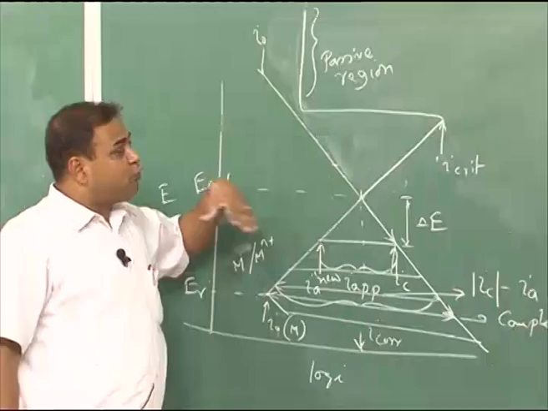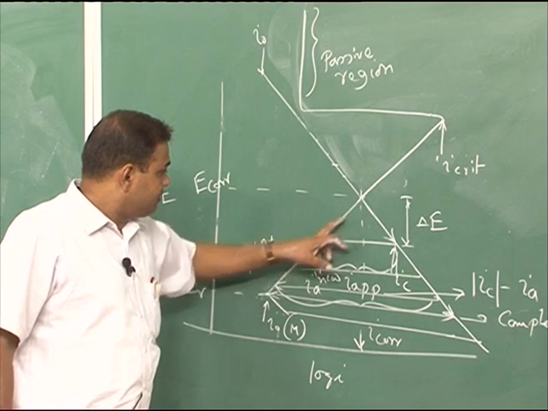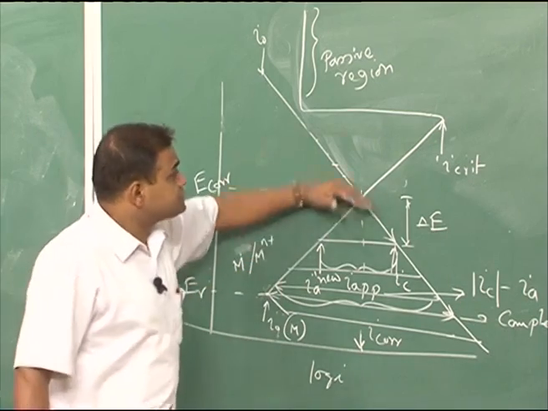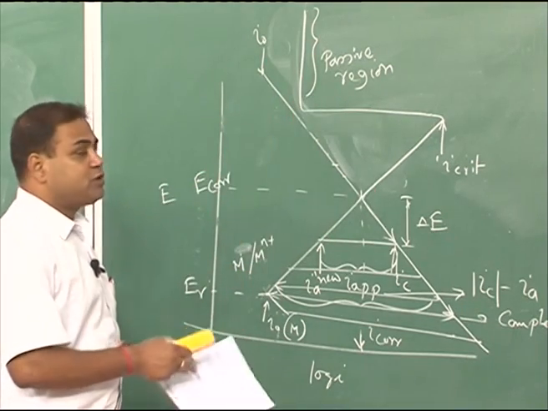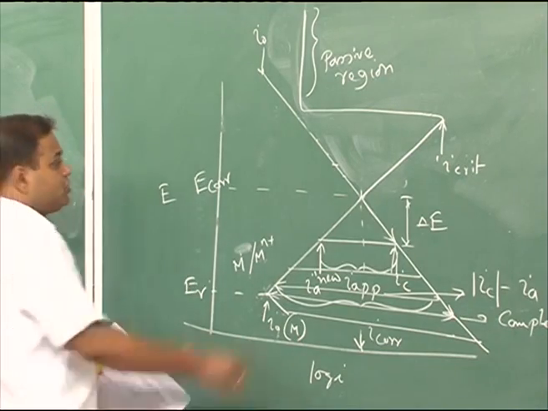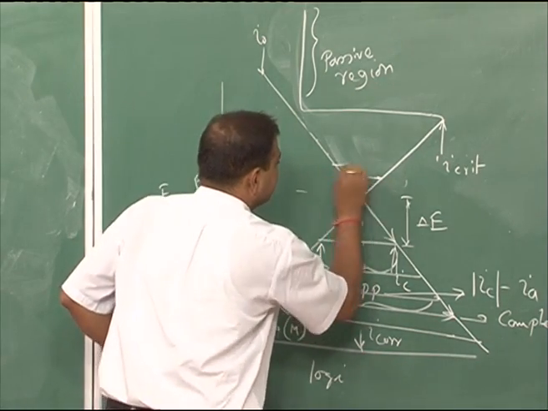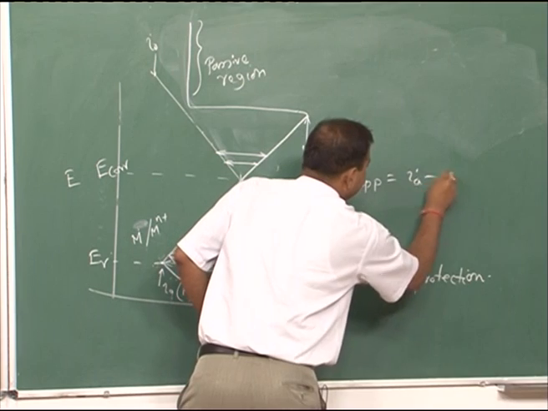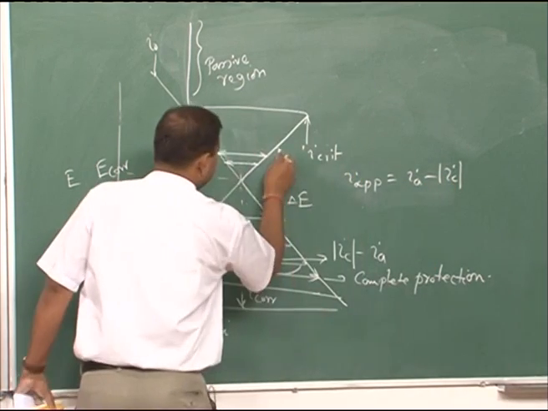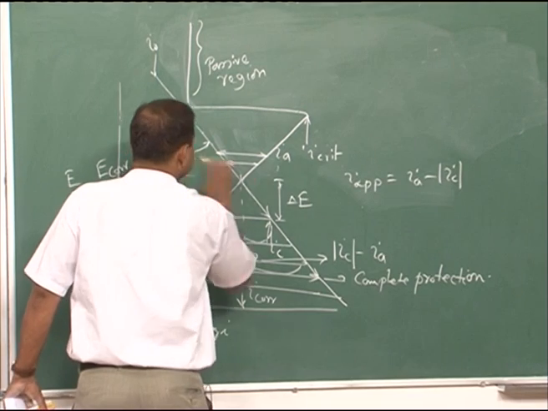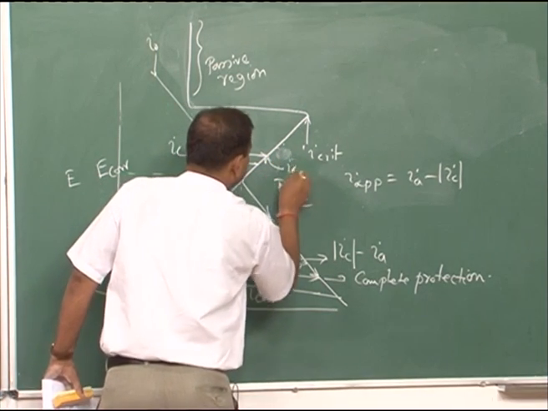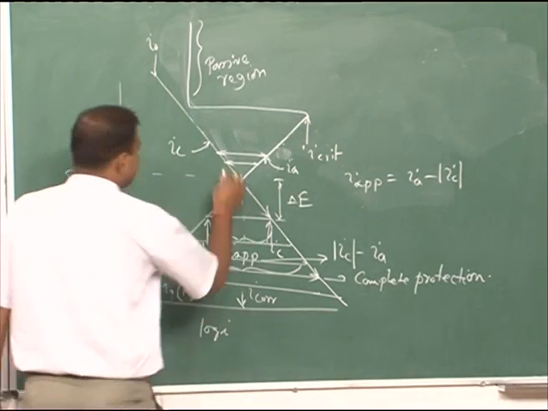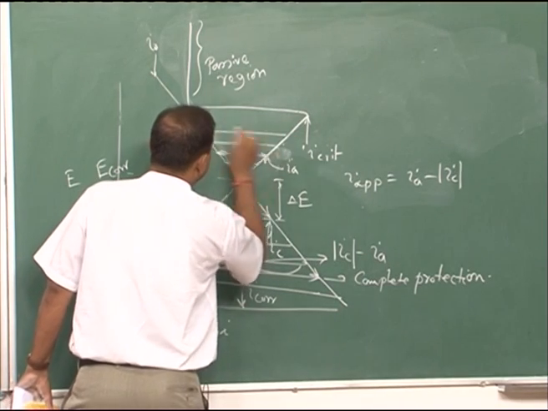Now, if we forcefully take the potential of this metal object further towards the positive side, what do we have to do? We have to send extra current. That current is decided by the difference between IA minus IC. This is my IA, this is my IC. So, gradually if we keep on going like this, we will see that I am increasing my applied current.